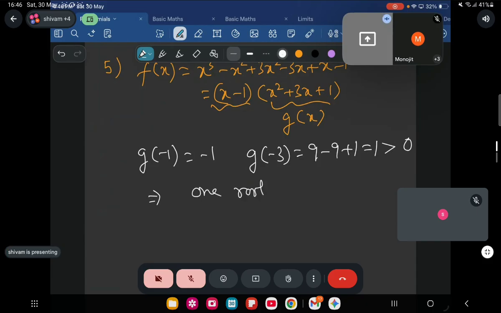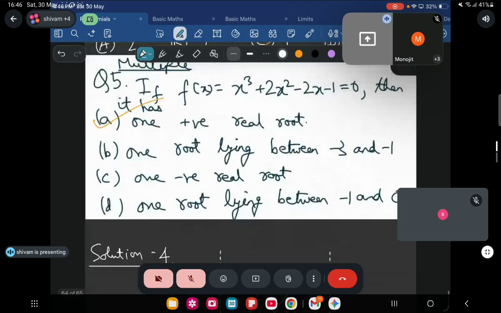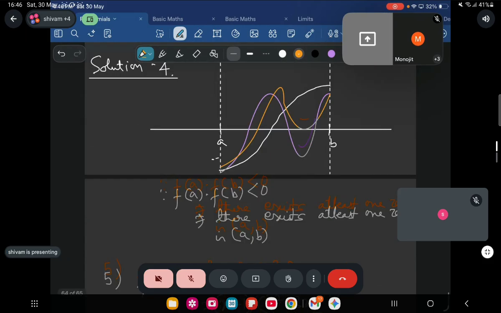One root lies between minus 3 and minus 1. Tell me, are you people getting? So option B is correct. Anyone having any doubt, tell me. Option C, one negative real root. So how do we get option B?